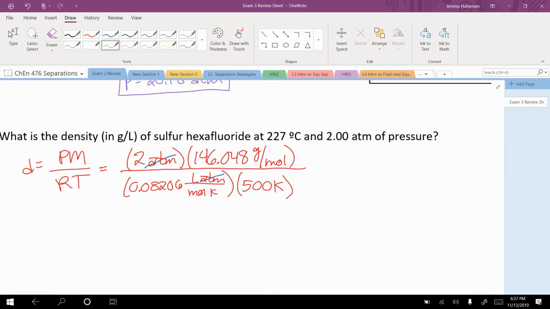So I have moles on the bottom of the top and moles on the bottom of the bottom, so those are going to cancel. And then I've got a Kelvin on the bottom and a Kelvin on the bottom of the bottom, so those are going to cancel. So what am I left with? Grams per liter. Does that sound like a density? It does. So I got 7.119. Yes. Sweet. So that's my density of that gas.